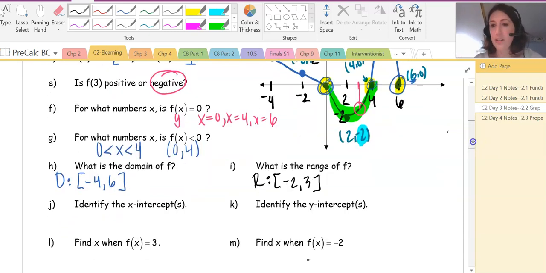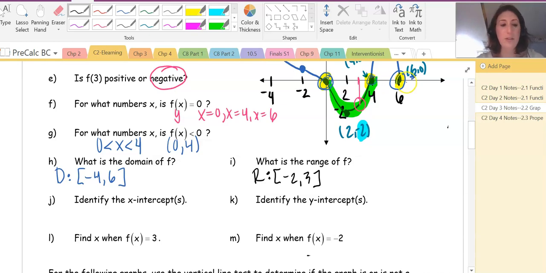X-intercepts, all right, well, those we can just list: (0, 0), (4, 0), (6, 0).